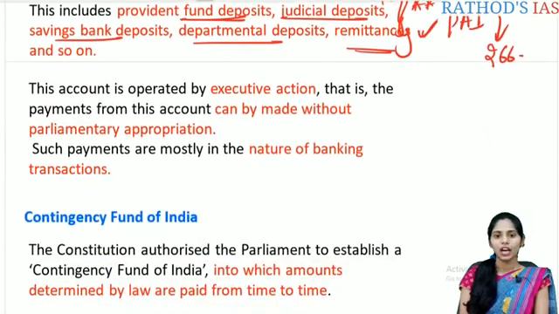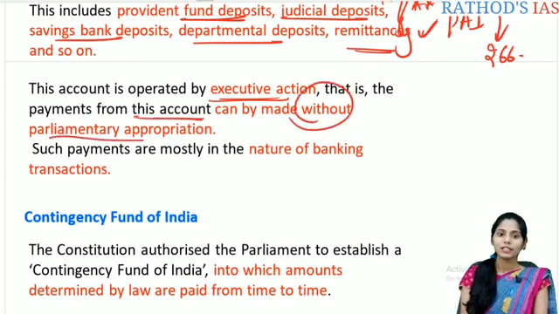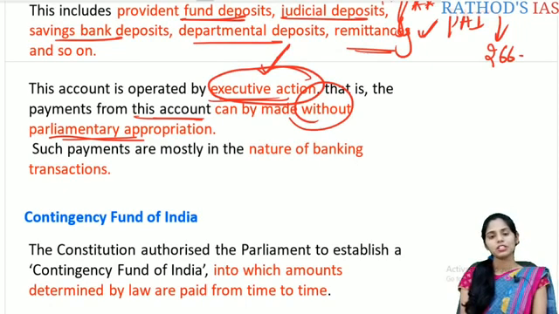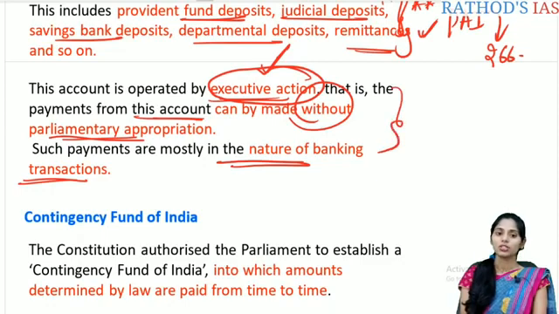This account is mainly operated by executive action, that is, the payments from this account can be made without parliamentary appropriation. They do not need any parliamentary appropriation to withdraw funds from this. Whenever we withdraw money from the PAI, the Public Account of India, such payments are mostly in the nature of banking transactions. So these are some facts that you should remember.